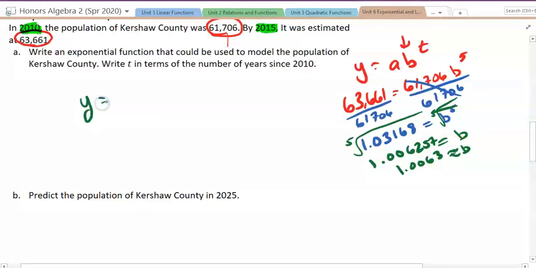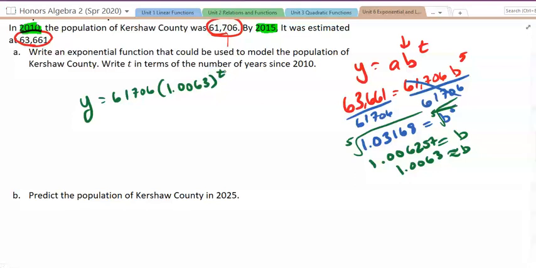Y is equal to 61,706 times 1.0063 to the t. That is our exponential function that models the population of Kershaw County since 2010.